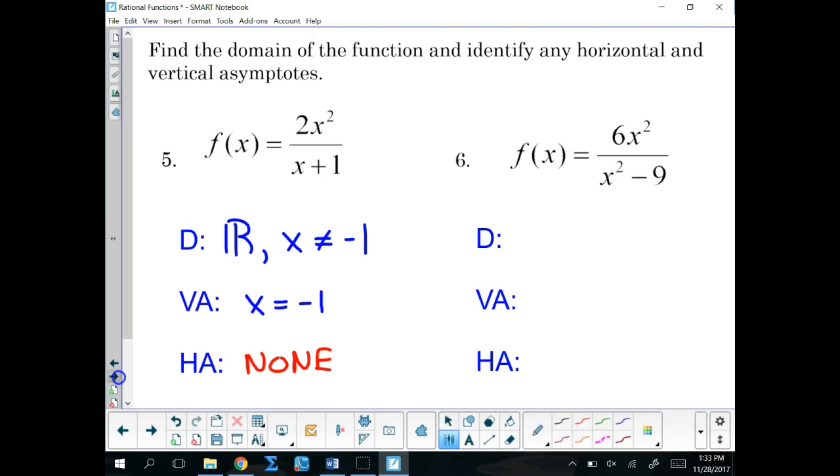Domain of the second one. Except what? Yeah, Mariah. Go. Plus or minus. Good job. Because why, Mariah? Because you have to put it. So we got to put plus or minus. Vertical asymptotes.